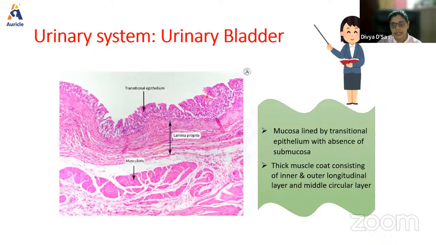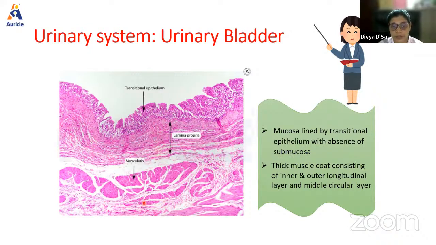So the mucosa is lined by transitional epithelium with the absence of submucosa, and the muscle coat is thick. It consists of 3 layers, okay? Inner and outer longitudinal and middle circular. So it will have 3 layers of muscle. So that is the urinary bladder.